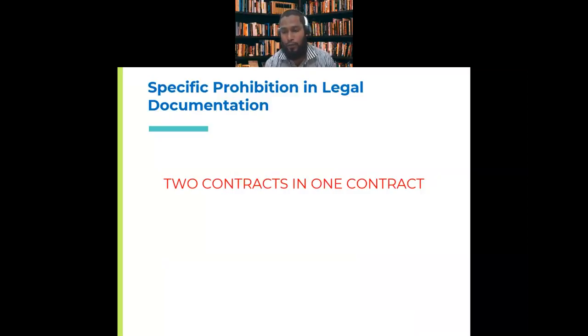However, some kinds of contracts, like lease with partnership, might be accepted to be combined, but it should be in a separate contract, with separate ijab and qabul, offer and acceptance. It cannot be at once in one offer.